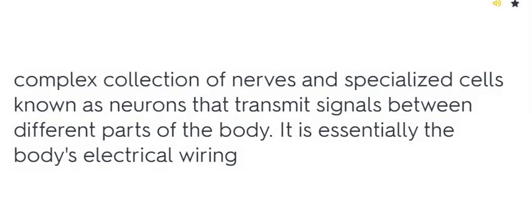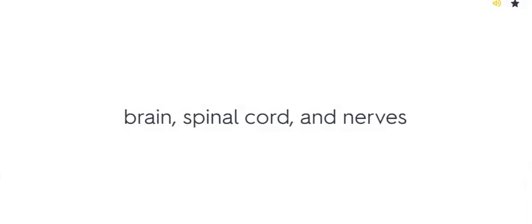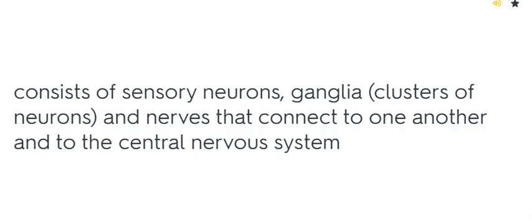Complex collection of nerves and specialized cells known as neurons that transmit signals between different parts of the body. It is essentially the body's electrical wiring. Central nervous system: brain, spinal cord, and nerves. Peripheral: consists of sensory neurons, ganglia, and nerves that connect to one another and to the central nervous system.